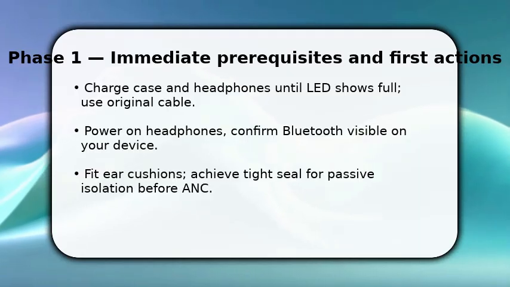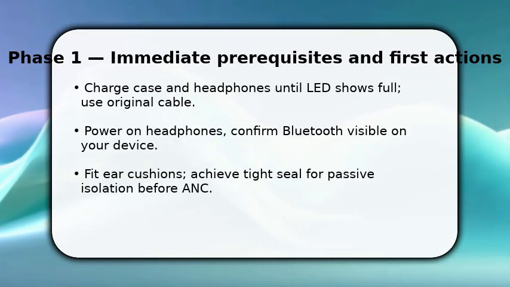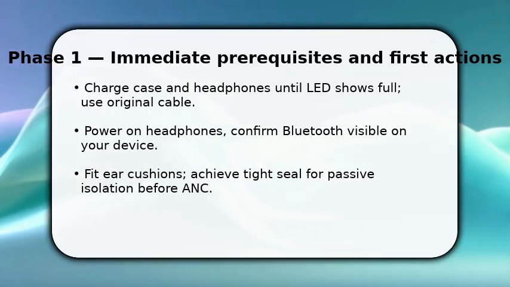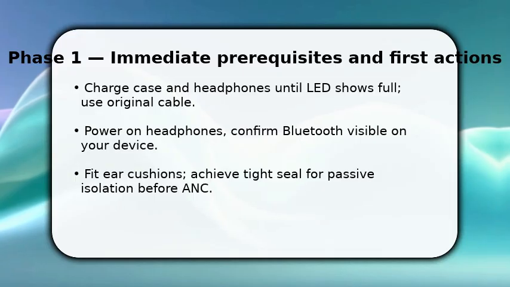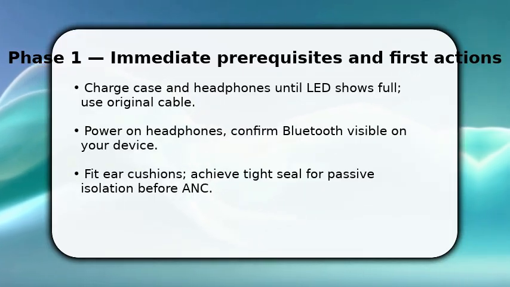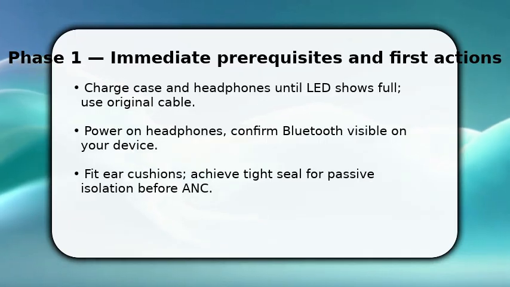You start by powering and charging the Studio 3s because active noise canceling needs full battery to perform reliably. Once done, power them on and pair to your phone so settings are accessible. Make sure the Bluetooth connection is stable.